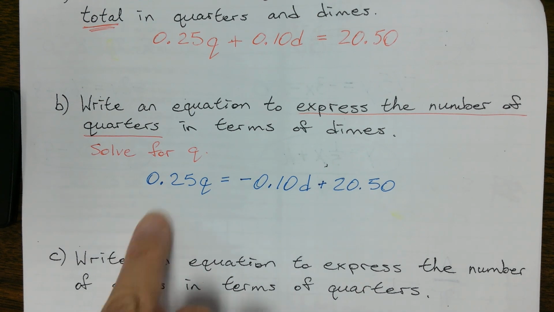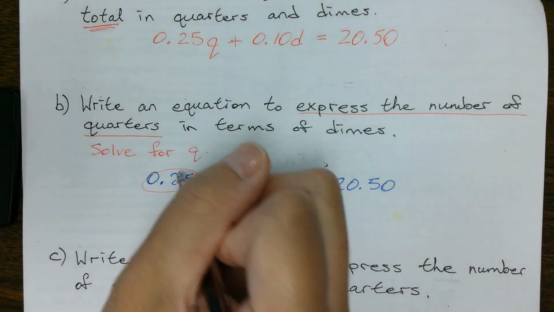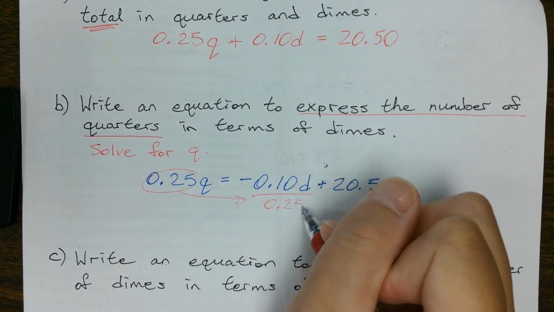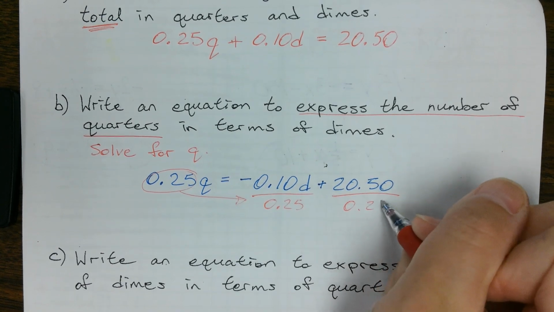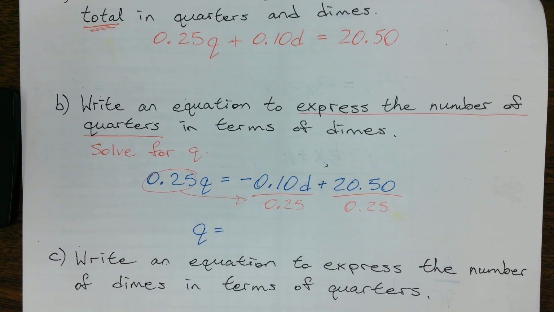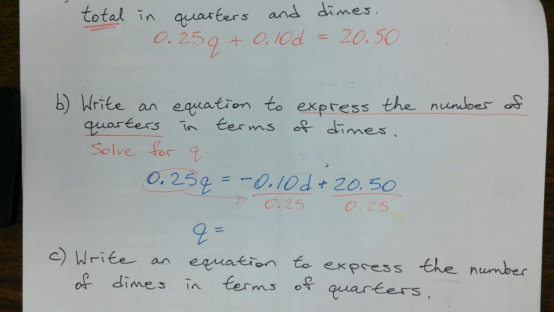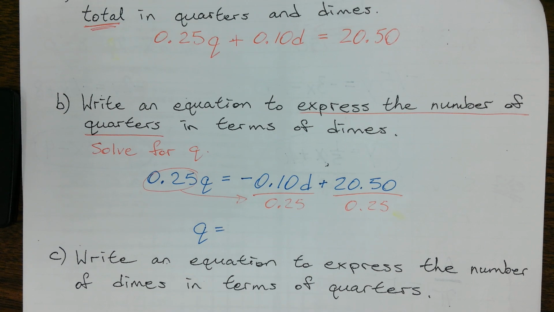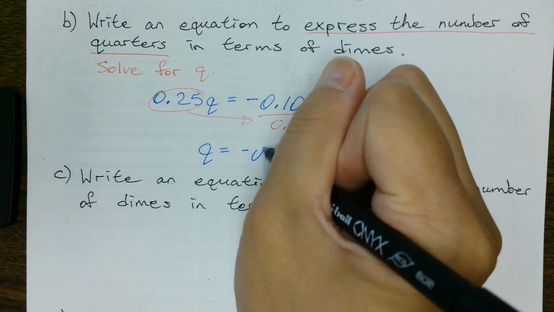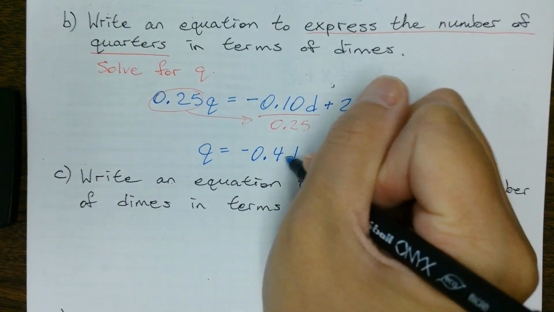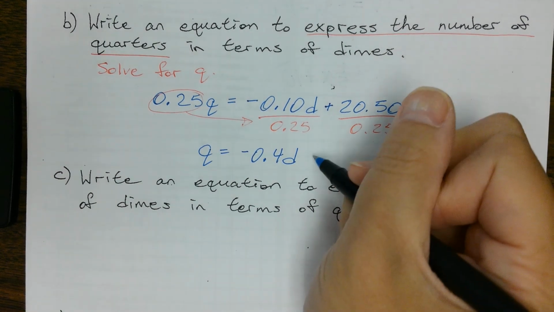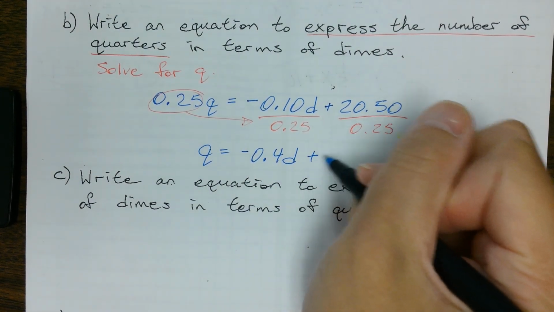I have to move that 0.25 over. What am I gonna do with this? Divide everything by 0.25. So Q equals, you can use your calculator. So negative 0.10 divided by 0.25. What do you get? Negative 0.4D. Good. And then this, 2050 divided by 0.25 plus 82. That's right.